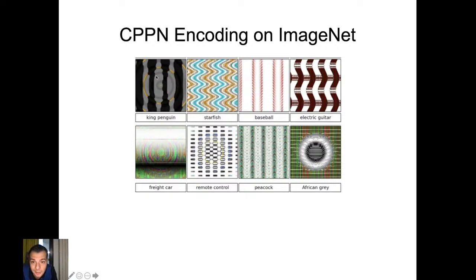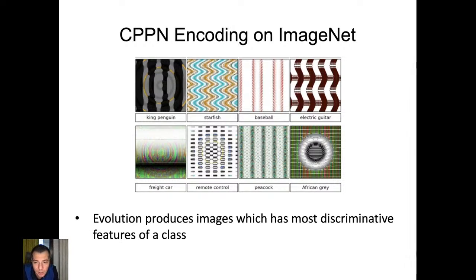So this is a penguin, this is a starfish, and they also explained that this pattern looks like a star and this looks like water, and this has the patterns from the baseball, but it's not an actual ball. As a general observation, these images are classified into these classes because of their texture mostly.